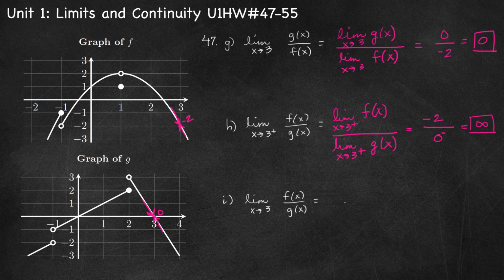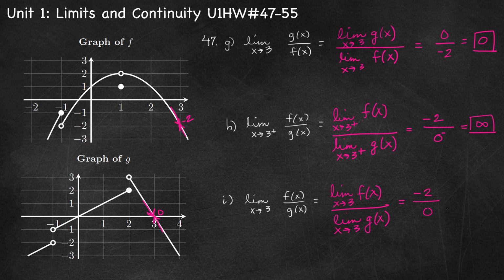I, the limit of f over g as x approaches 3. So this will be the limit as x approaches 3 of f of x over the limit as x approaches 3 of g of x. So the limit of f as x approaches 3 is negative 2. The limit of g as x approaches 3 is 0.